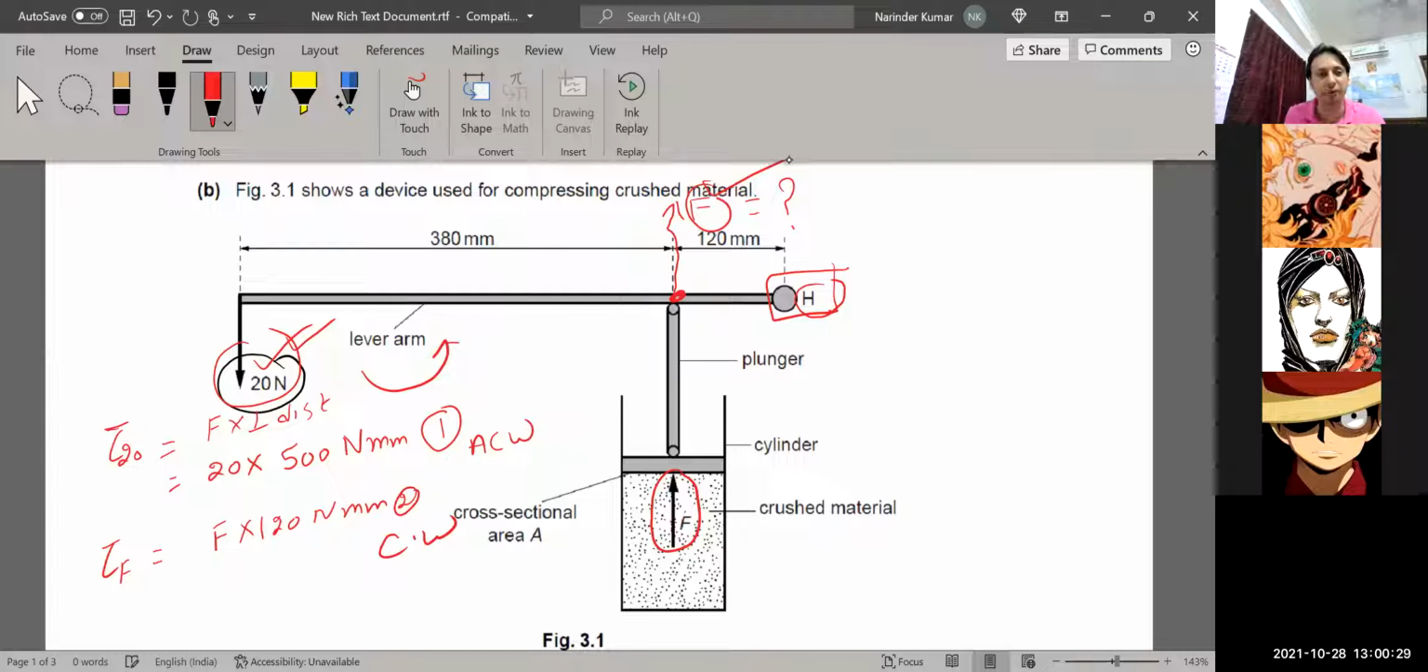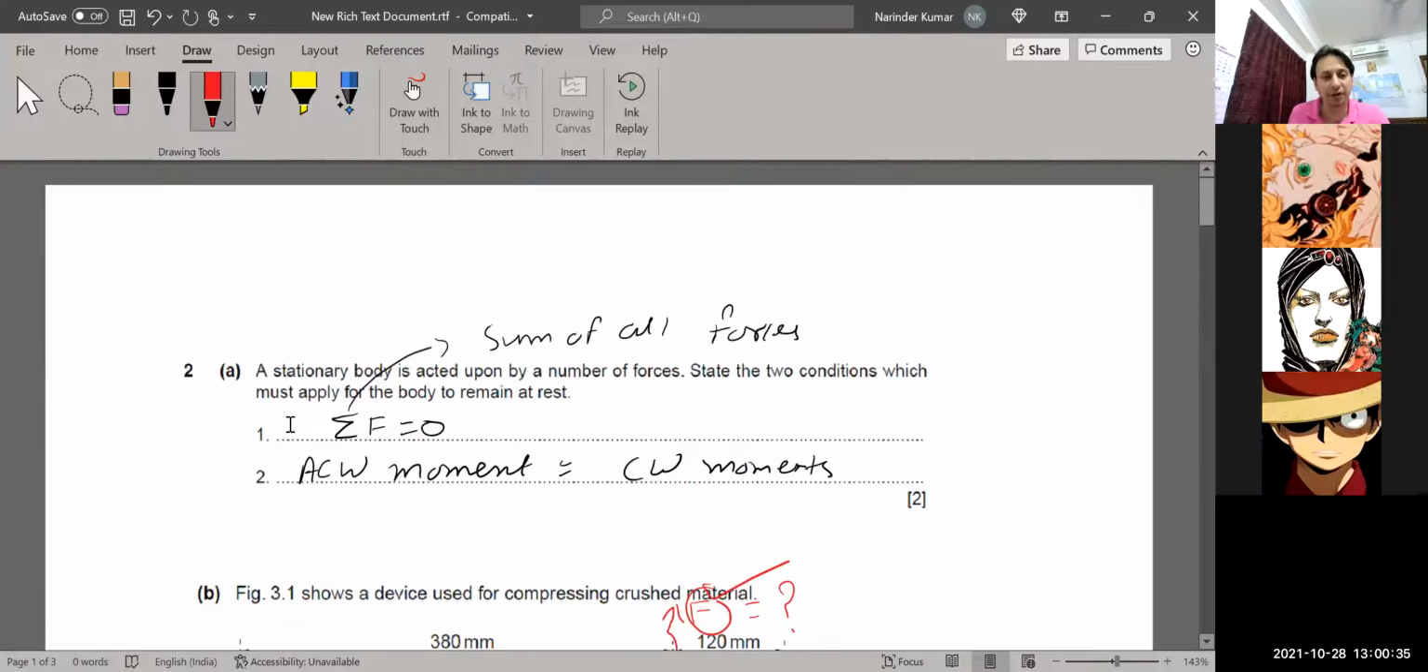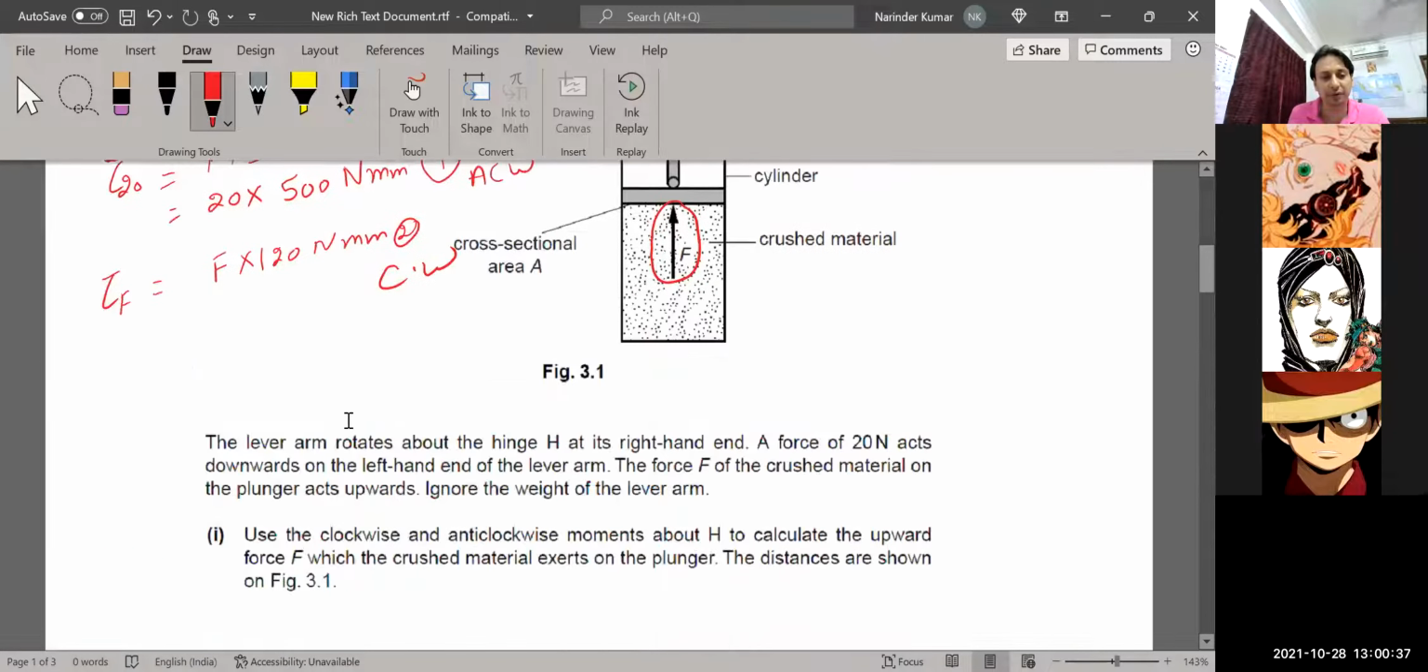Okay. You have to be very careful in writing this value. And in this question, if I read again, where is the statement? They said using the clockwise and anti-clockwise moment about H, calculate the upward force F which the crushed material exerts on the plunger. The distances are shown in figure 3.5.